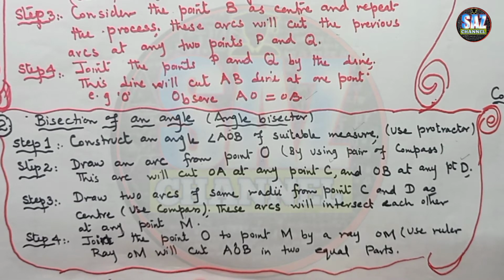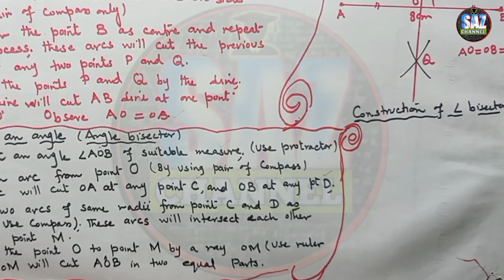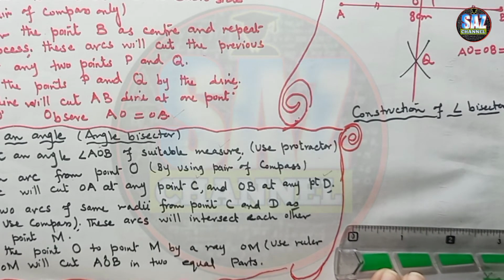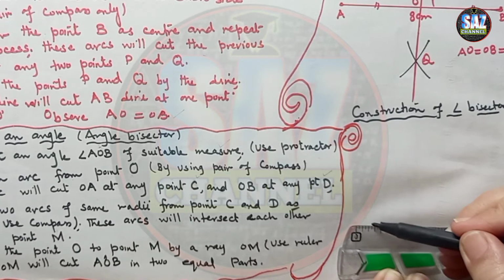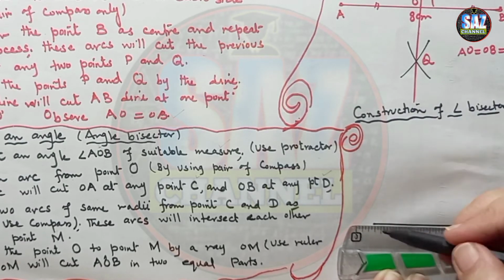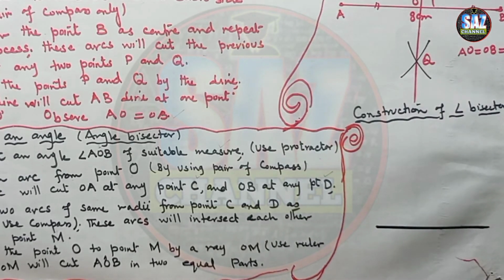Now let's apply all these steps on the construction of the angle bisector here, so that my students can understand the concept easily. First of all, I have to draw an angle of suitable measure. I hope my students are familiar with how to draw the angle. For the construction of the angle, we have to use a protractor. Let me make these lines a little bold, but in actual geometry you have to use a pointed pencil. I'm making all these lines bold so that my students can see this carefully.